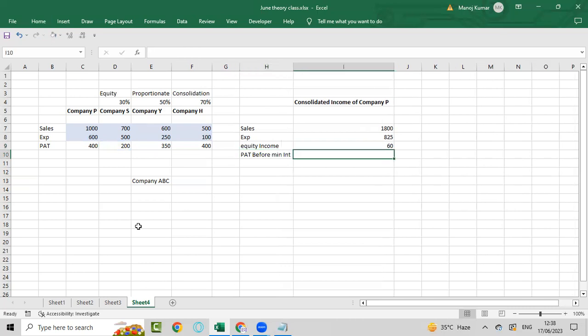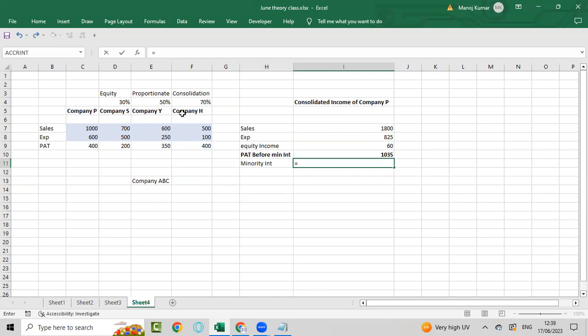Now calculate profit after tax before minority interest. How much is that? This minus this plus this. This is the company's total profit. But that includes that profit also, which does not belong to the parent company. So that you should deduct here. Minority interest. People will read it minimum interest.